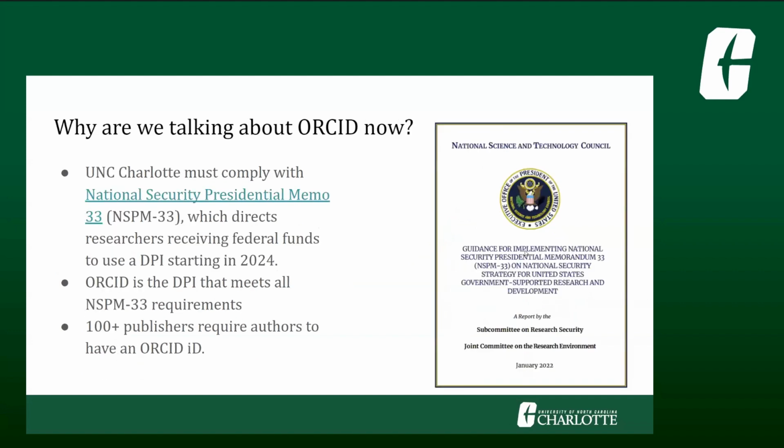So ORCID has been around for over a decade, and I guess the question is, why are we bringing it up now? The National Science and Technology Council issued a memorandum requiring institutions like ours to start using digital persistent identifiers by 2024. This is part of a push by the federal government to protect the American research enterprise from threats created by malicious foreign actors. ORCID meets all of these government requirements, and in its 10 plus years of existence, has become the most widely adopted digital persistent identifier for researchers.